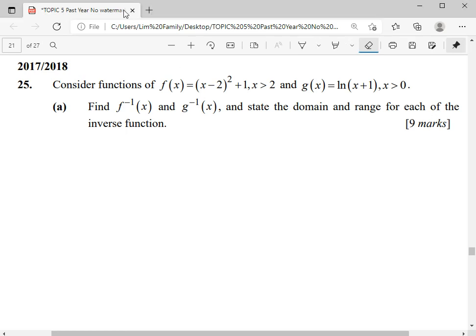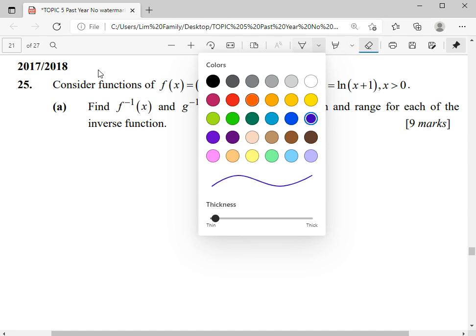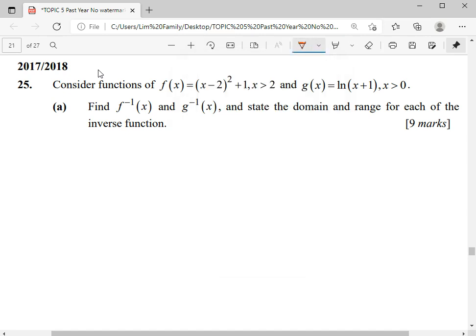Okay, so go back to question 25. Start back. So look at your function here. X greater than 2, quadratic is taking the right hand side part only. So given your function g(x) is ln, the condition of ln is x greater than 0. Find f inverse and g inverse.